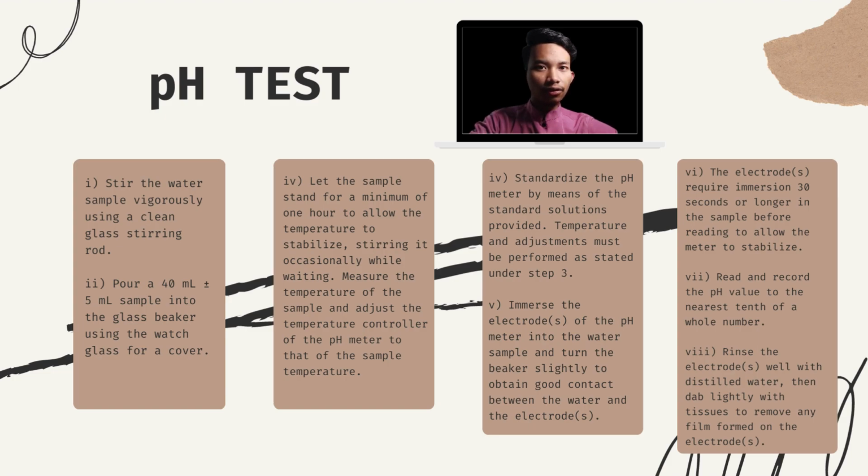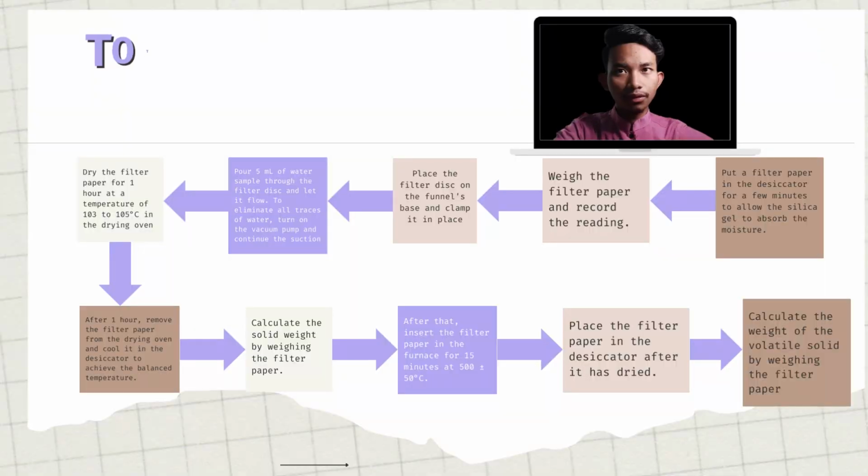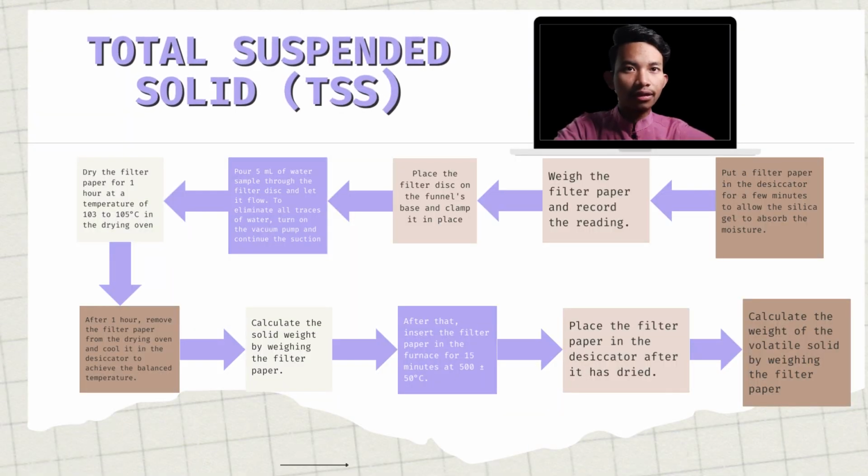Then, immerse the electrodes of the pH meter into the water sample and turn the beaker slightly to obtain good contact between the water and the electrodes. The electrodes require immersion 30 seconds or longer in the sample before reading to allow the meter to stabilize. Then, read and record the pH value to the nearest tenth of a whole number. Lastly, rinse the electrodes well with distilled water. Then, dab lightly with tissues to remove any film formed on the electrode. Next, total suspended solid test.